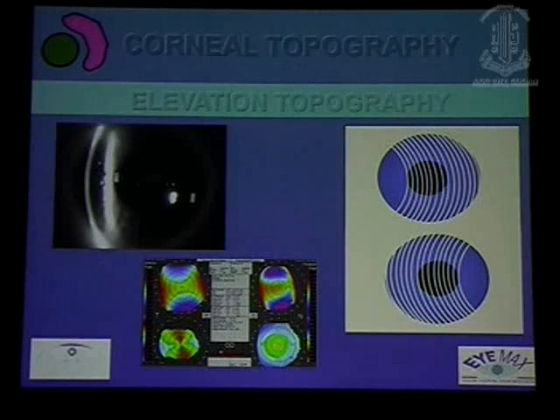Elevation topography, on the other hand, captures multiple images of the cornea, either by scanning a slit over the cornea or by another technique called rotating Scheimpflug photography, and then each point on the cornea that is captured is broken into 3 coordinates, a process called triangulation, which gives us the position of that point in space, or the elevation of that point in space. And that elevation of each point can then be color coded to give us a color coded map.